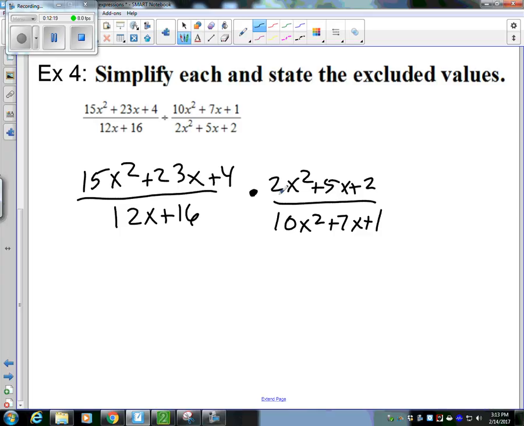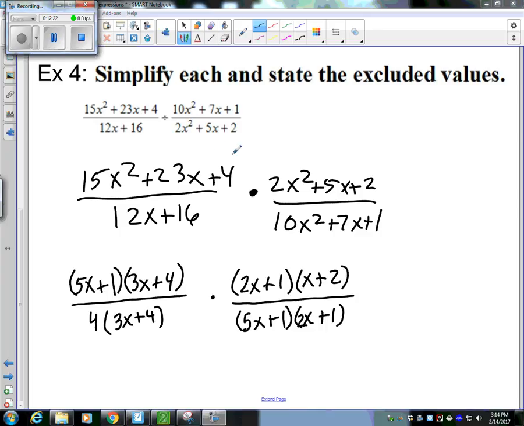Okay, so I factored each numerator and denominator. Now I just look at numerators and denominators that I can simplify out. 5x plus 1 divided by 5x plus 1 is 1. You can put 1s here. I have a tendency to put 1s. 3x plus 4 over 3x plus 4, that's the same thing, 1 over 1. 2x plus 1 over 2x plus 1. And that is it for factors. So we have 1 times 1 times 1 times x plus 2, it's just x plus 2, over 4 times 1 times 1, which is 4.